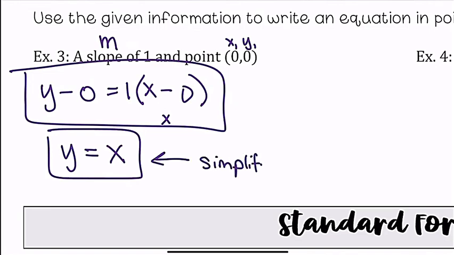And that would then technically count as being in slope intercept form because it no longer has the y minus and the x minus. And that's normally what it's going to be used for: you're going to be given stuff for point slope, and then you will convert point slope into slope intercept form.